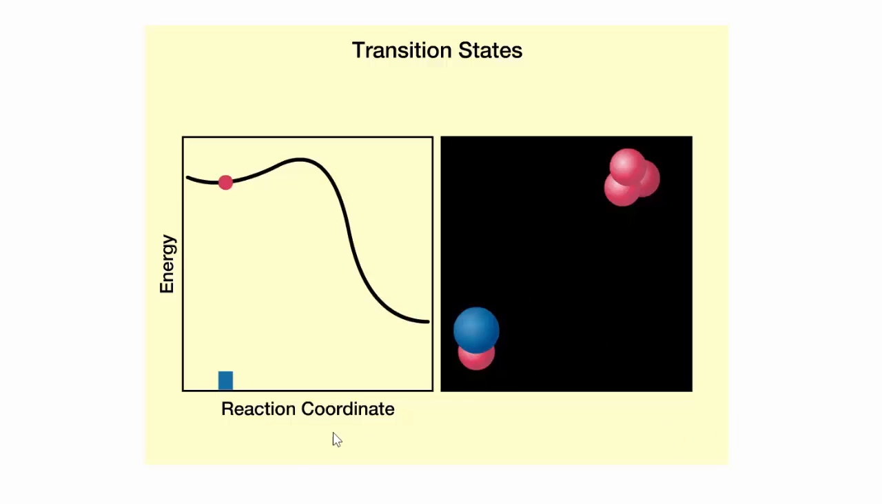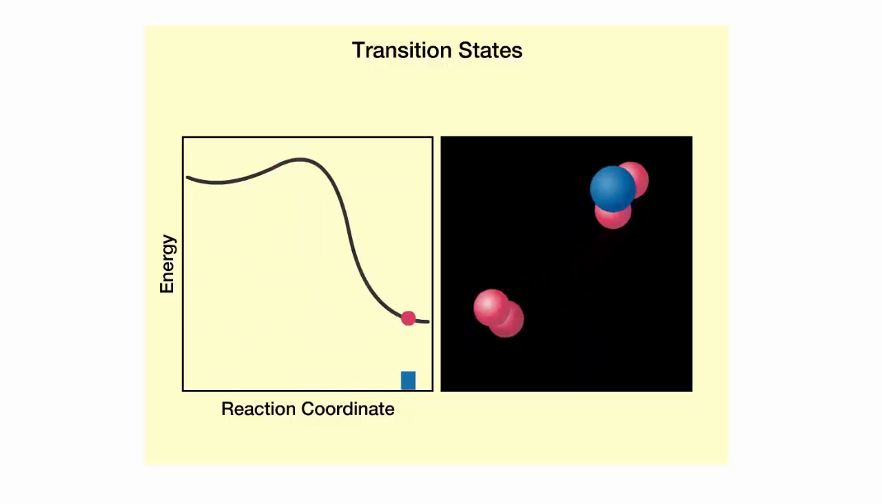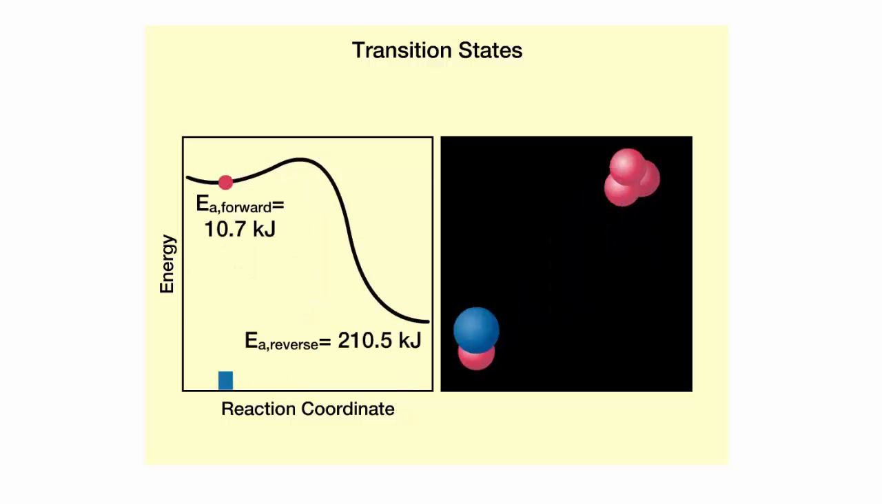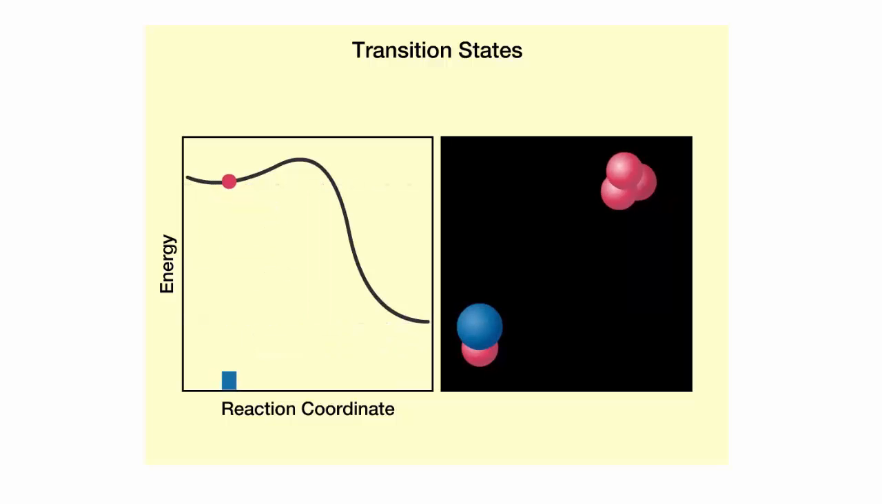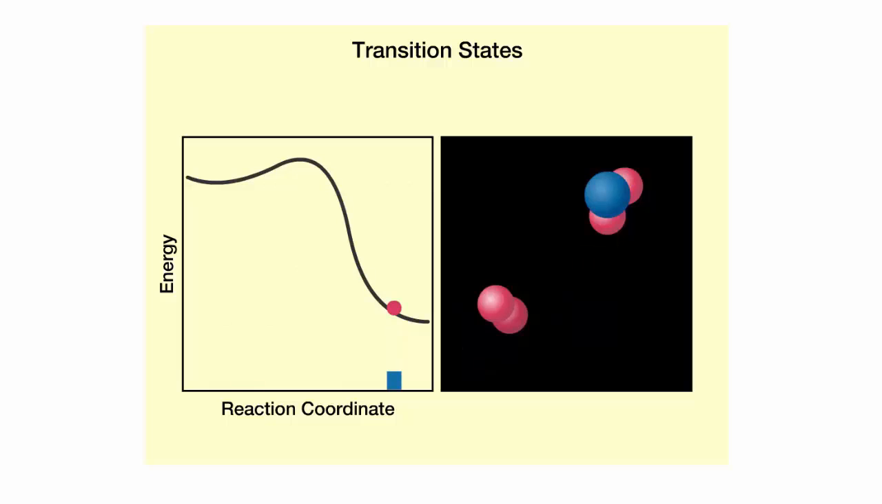So here's the beginning of the reaction. And here's the end of the reaction. Beginning, end. The difference in energy between the beginning, the reactants, and the products is delta H, the enthalpy of the reaction. That's the energy difference between these two, reactants and products.